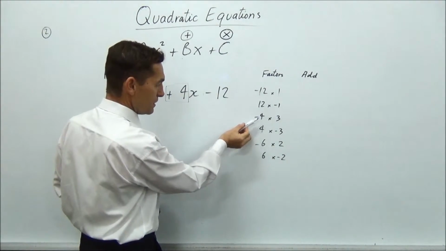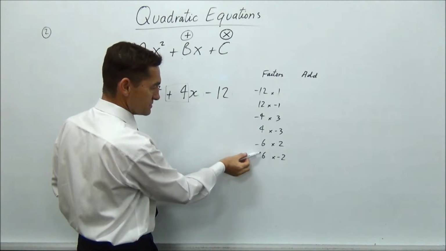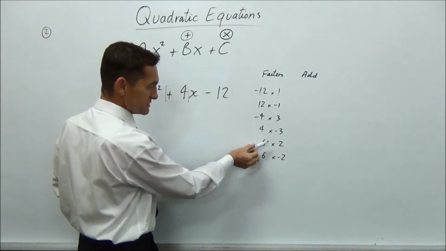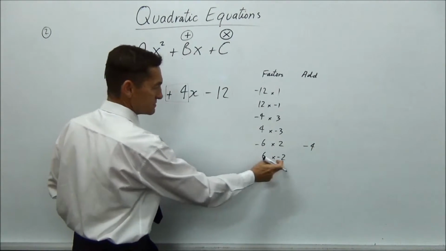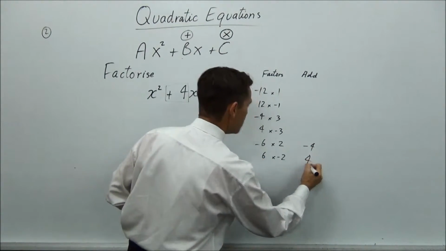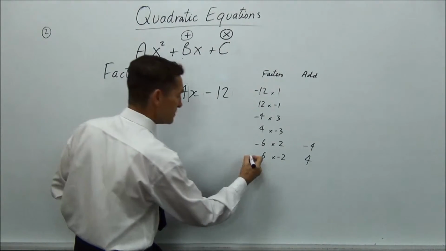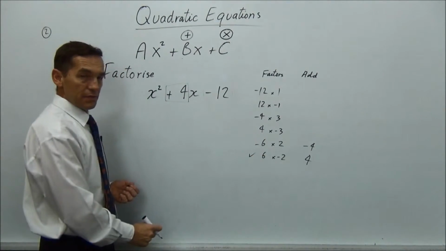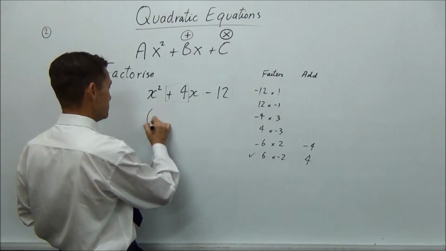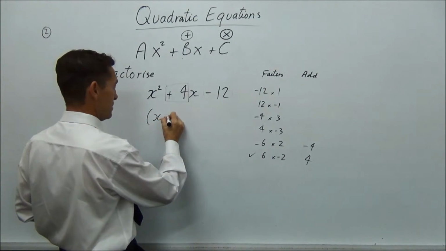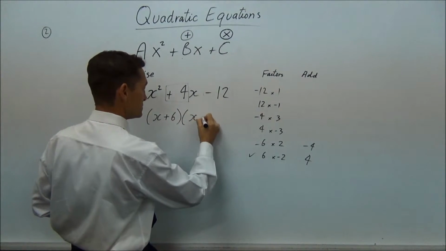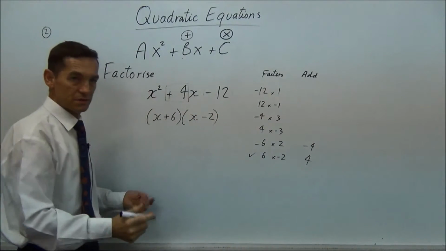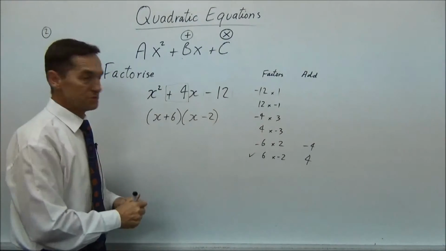No way, no. This looks closer. Minus 6 plus 2 is minus 4. 6 minus 2 is 4. So that's the one we want. We want 6 and minus 2, so that's our answer. So x plus 6 multiplied by x minus 2. And we factorised it. Let's do another one.